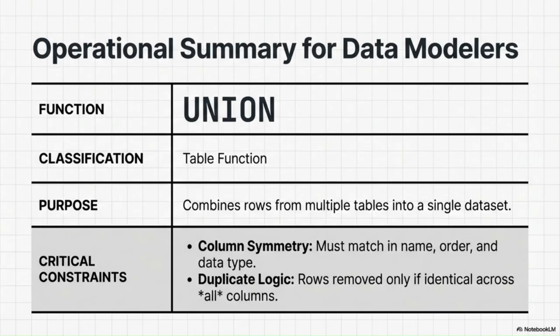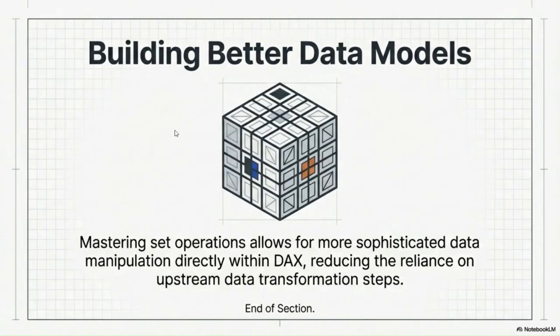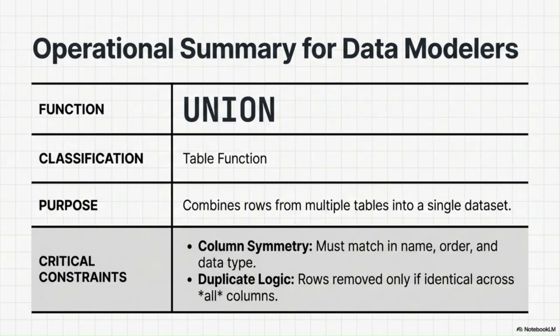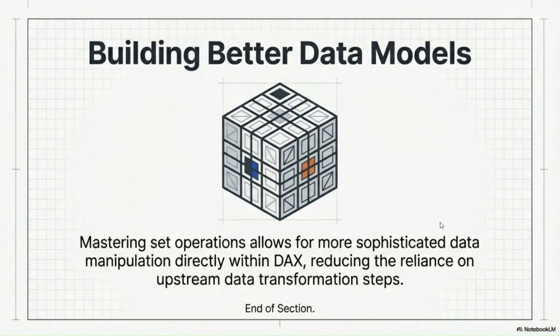From a data modeling perspective, union is used for merging data sets. Intersect is useful for matching and validation. And except helps identify missing or unmatched records. These functions are commonly used in reconciliation, audit analysis, and data preparation layers.